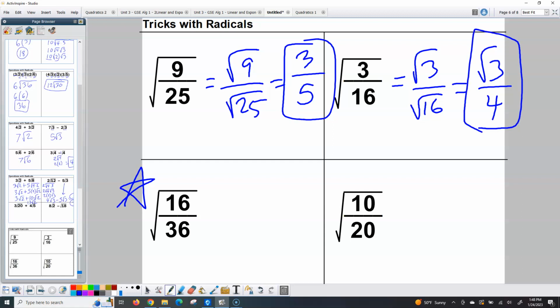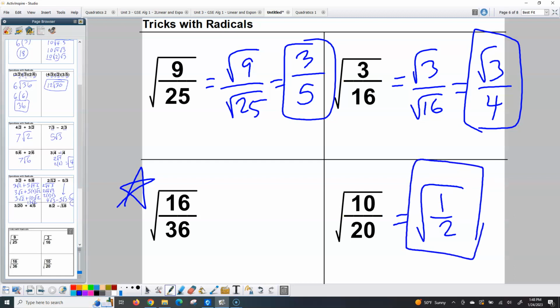And there's a couple of ways to go about this bottom right one. The easiest thing for me is to recognize that, well, 10 is not a perfect square, 20 is not a perfect square, but I know that 10 over 20 is equal to 1/2. So the square root of 10 over 20 is equal to the square root of 1/2. Not 1/2, but the square root of 1/2.